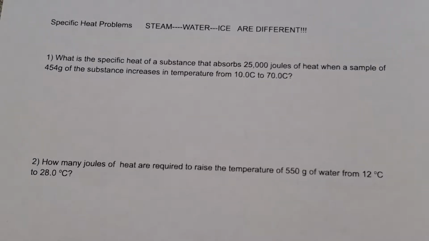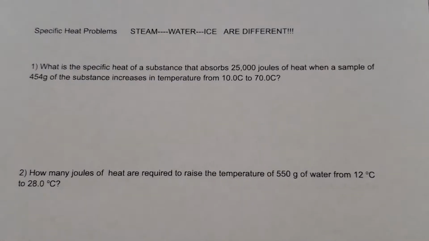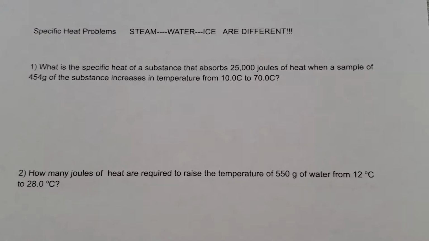First problem: what is the specific heat of a substance that absorbs 25,000 joules of heat when a sample of 454 grams of the substance increases in temperature from 10 to 70 degrees Celsius? All right. So first I want to show you where you can find this specific heat formula.